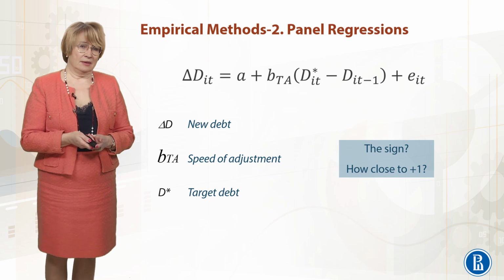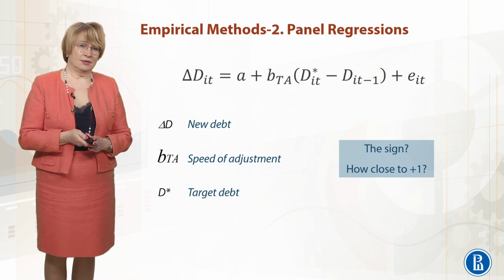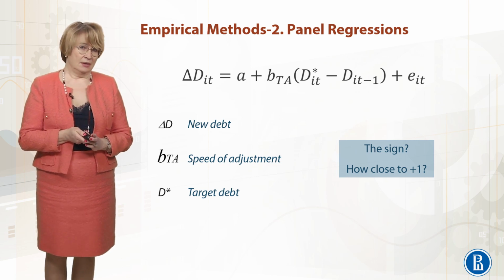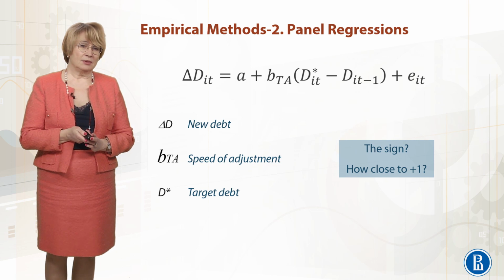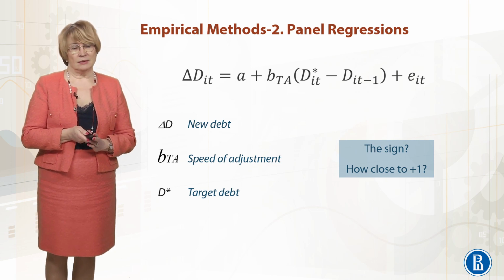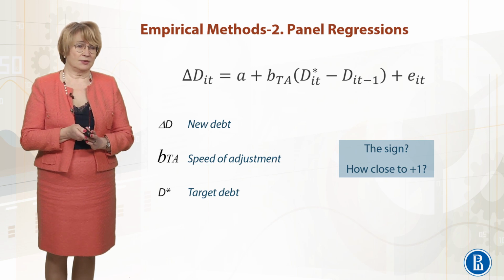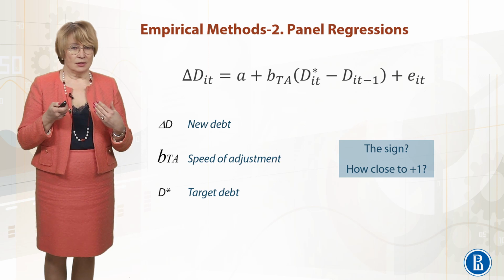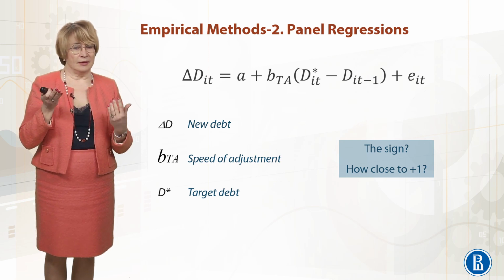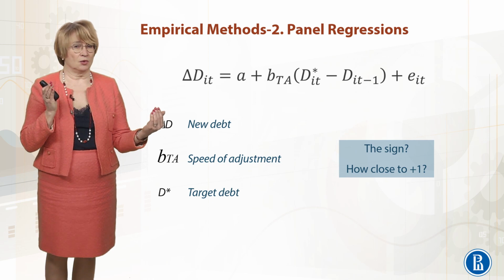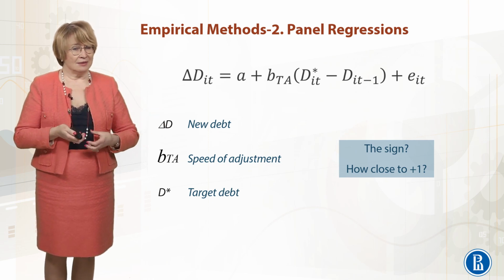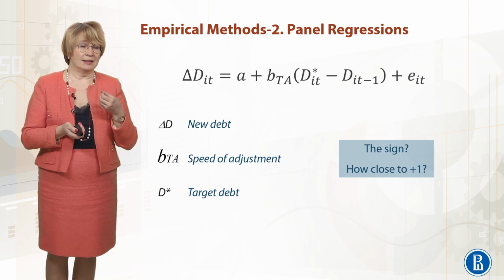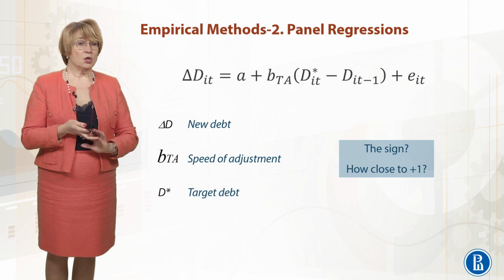That is the second empirical approach to understand the existence of trade-off logic in actual business in some particular companies, and it's based on the panel regression analysis. Remember that the trade-off insists that you will always try to find that balance between benefits and costs. And you need your target capital structure, and you need, therefore, your target level of debt capital in your company.